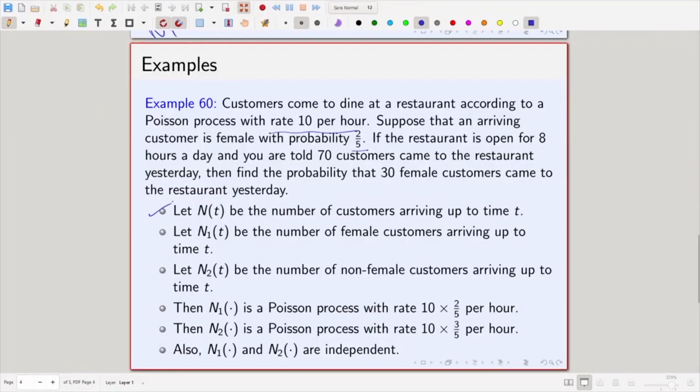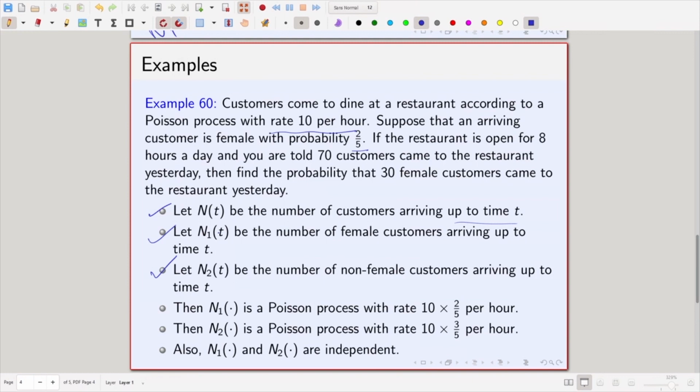Fine. Again, let's see how to solve it. Let Nt be the number of customers arriving up to time t, N1t be the number of female customers arriving up to time t, and N2t be the number of non-female customers arriving up to time t. Fine. So, again we write down the counting processes. One is for the number of customers, which is Nt, N1t is for the number of female customers, and N2t is for the number of non-female customers.